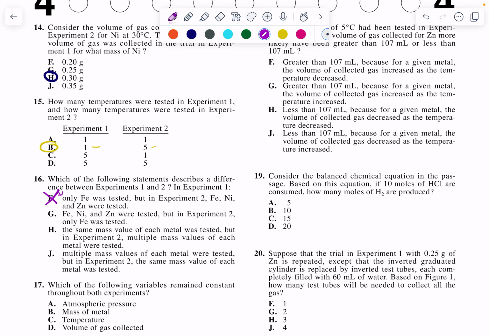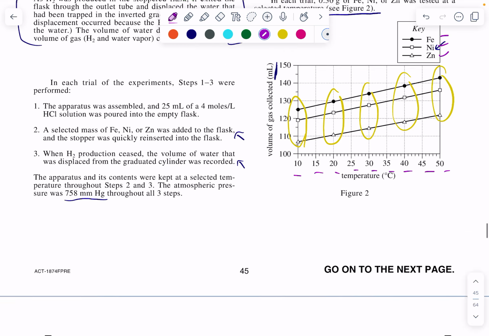G says Fe, Ni, and Zn were tested, but in experiment 2, only Fe was tested. Well, we just saw that they tested all 3 metals in both. H, in experiment 1, the same mass value of each metal was tested, but in experiment 2, multiple masses of each metal were tested. And that's wrong.